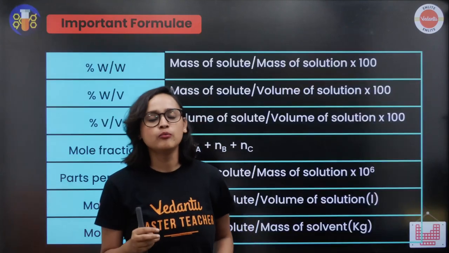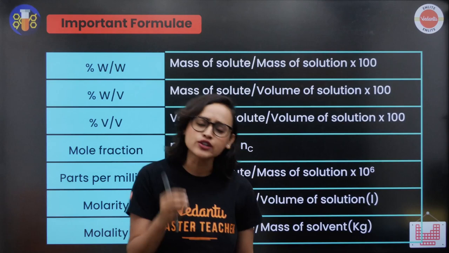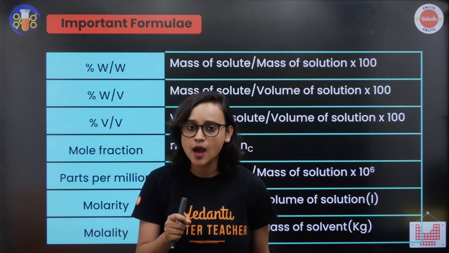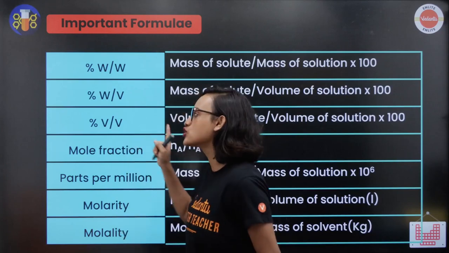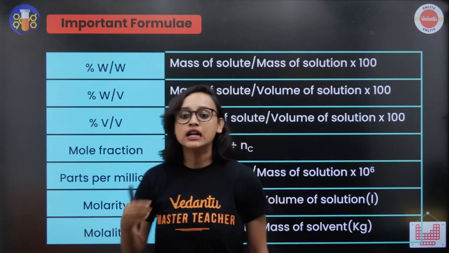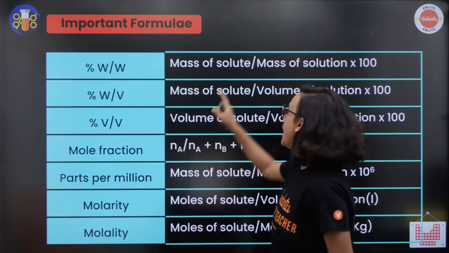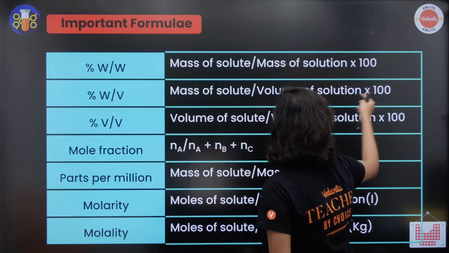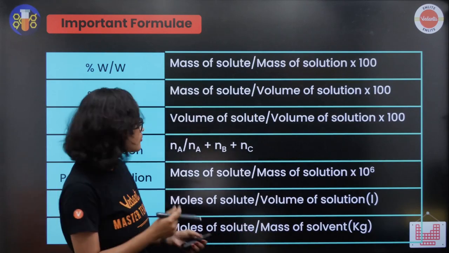Now, before I start with some of the problems, let's take a look at some of the most important formulas from this chapter, which are absolutely required for solving numericals. So, the first one is percentage weight by weight. How can you calculate it? Mass of solute divided by mass of solution into 100. That's how you calculate it.